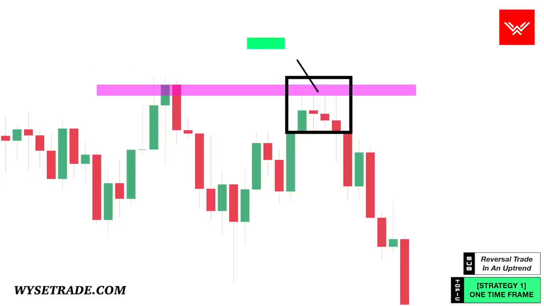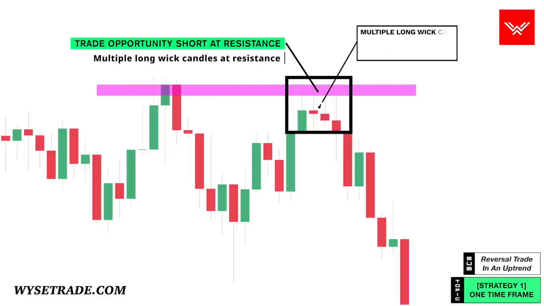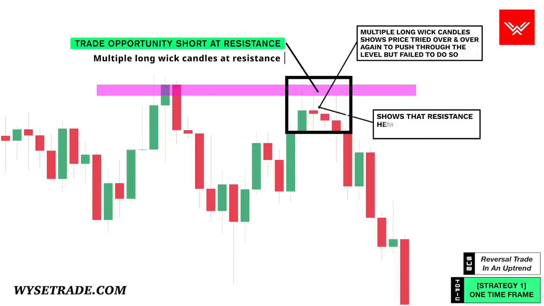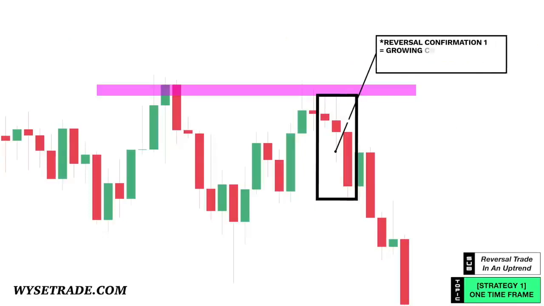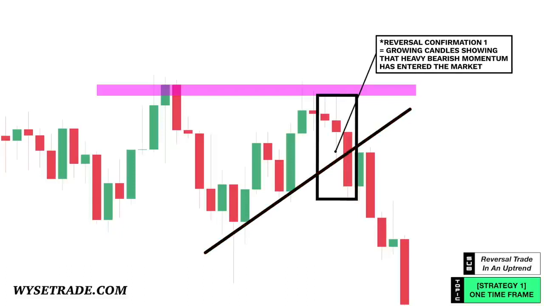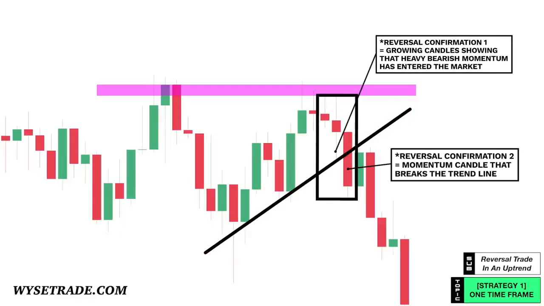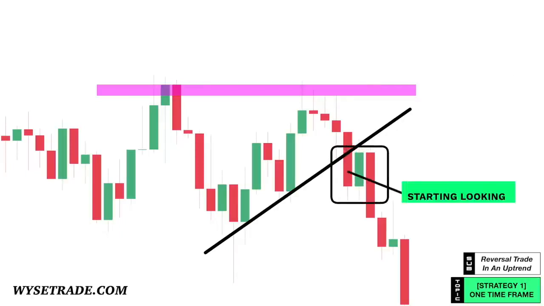Once price hit the level, you had perfect multiple long wick candles, which shows that price tried over and over again to push through the level but failed, showing that the resistance level held strong and that it is valid this time around. You then needed a trend change confirmation, which you got in two parts. First, you had candles that were increasing in size, showing heavy bearish momentum had entered the market. And two, to cap it off, you had a momentum candle break through the trend line. All of this signals a confirmation of the reversal from an uptrend to a downtrend. At this point here is when you would take a trade entry short, so going in the opposite direction.